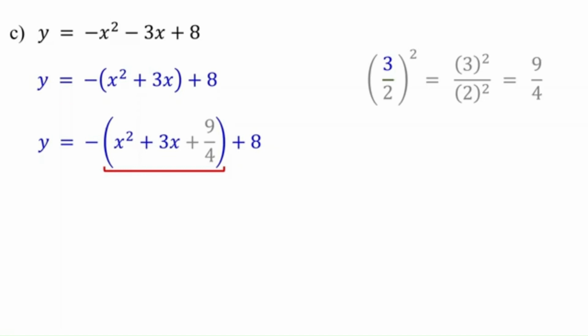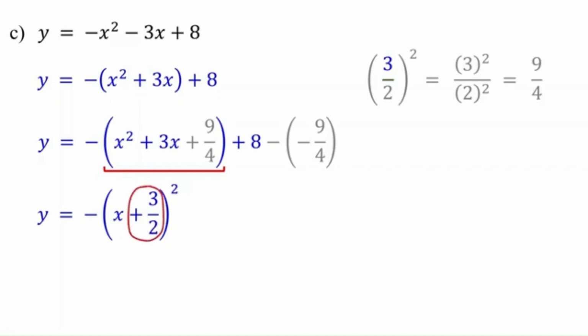Now, to maintain the equation value, what number should we subtract? Notice that the trinomial is multiplied by -1. If we distribute, -1 times 9/4 gives us -9/4, which means we are actually adding -9/4, right? So, to maintain the equation value, we must subtract -9/4. Next, rewrite the perfect square trinomial as a binomial square, which will be x plus 3/2 squared. The number in the binomial is half of the coefficient of the x term in the perfect square trinomial.